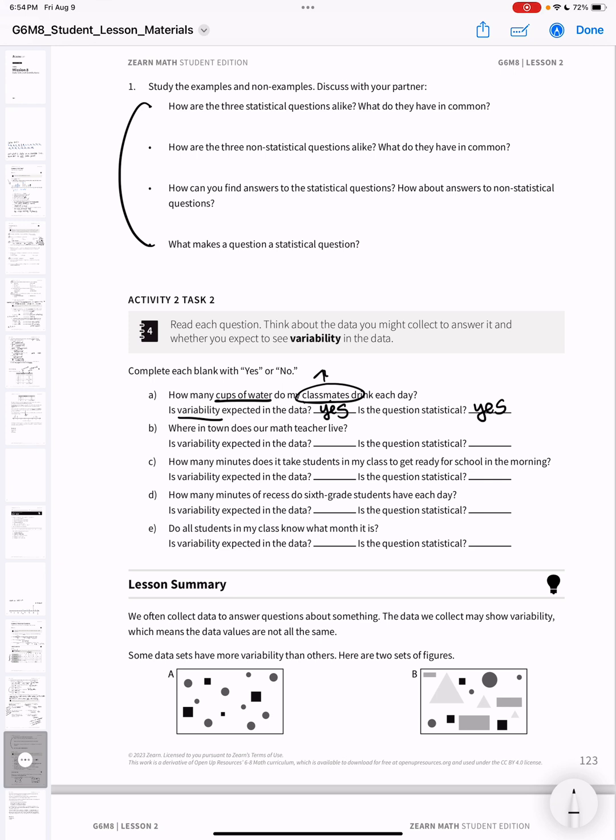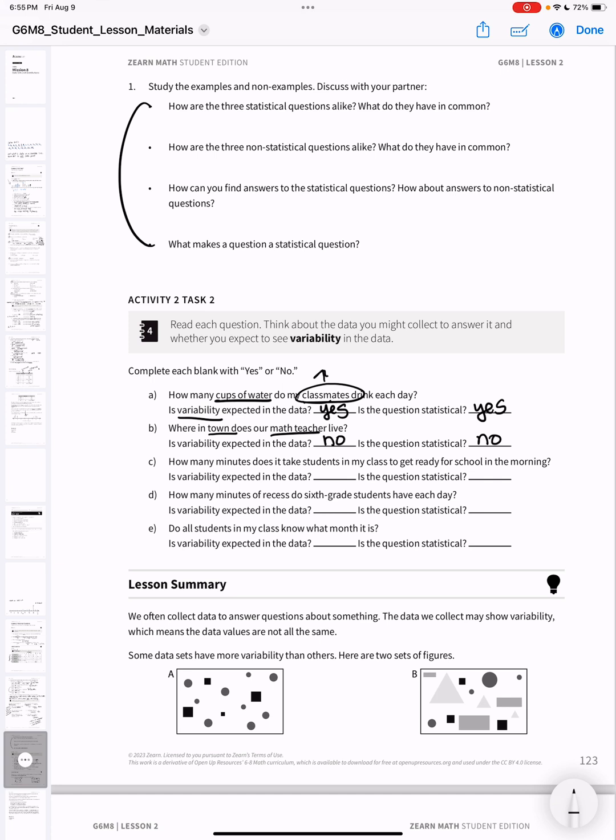B, where in town does our math teacher live? It's asking for a location, but just one location because it's only the math teacher, one person. So is there variability in the expected data? No. So is this a statistical question? No. Because it's only one person, one answer. There's a right answer and a wrong answer.